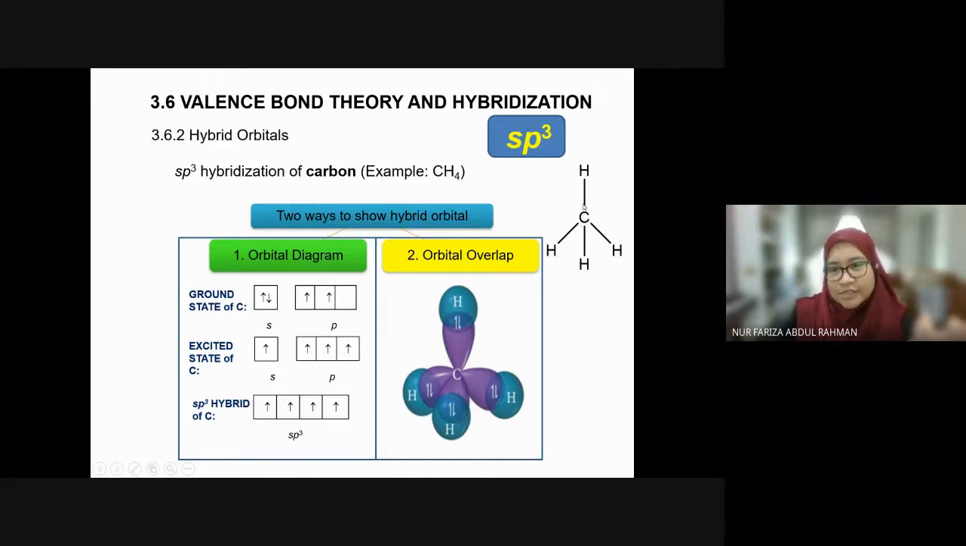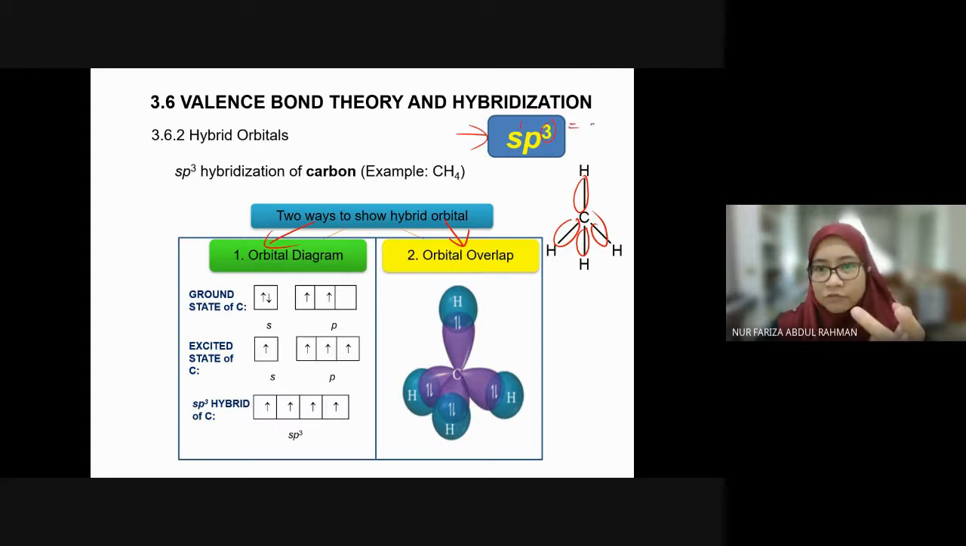As you can see, we have 4 bonds there, and then this is sp3. We have determined it earlier, right? So this is sp3, 1, 2, 3. We need to determine this first. This should be determined first before we proceed to orbital diagram and orbital overlap. Okay, it is sp3.